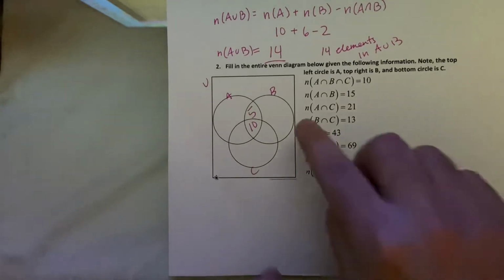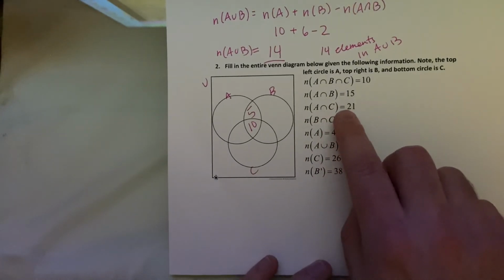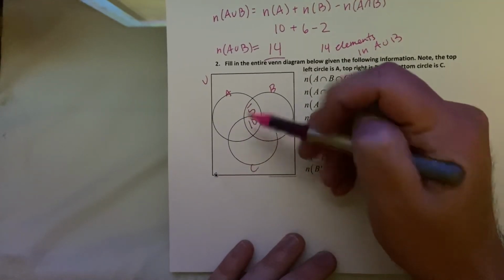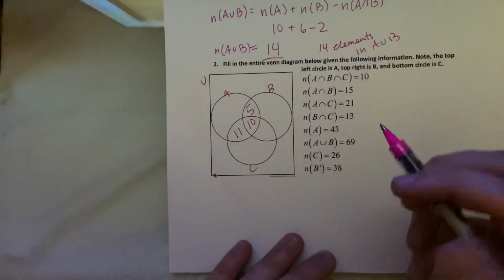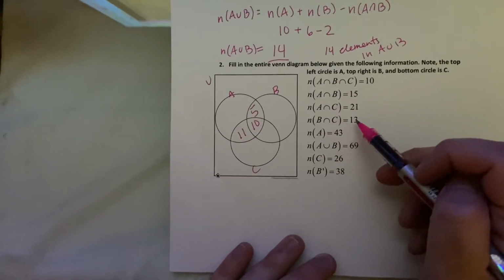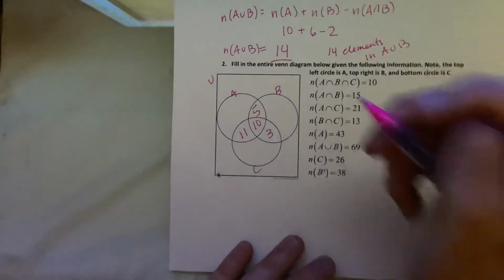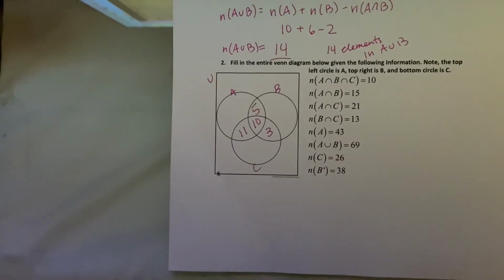We can do the same strategy for A intersect C. It says there's 21 between these two areas, which if 10 are in the middle, that leaves 11 out here. It says B intersect C is 13. So again, if 10 are in the middle, that leaves 3 out here for a total of 13.